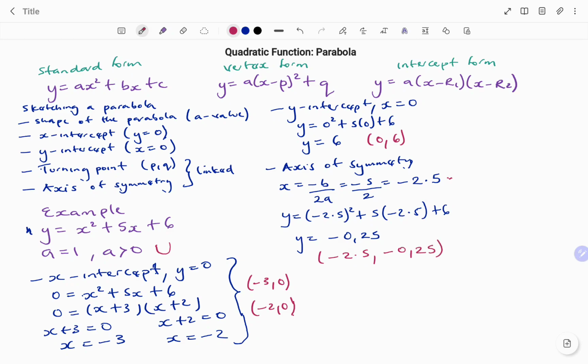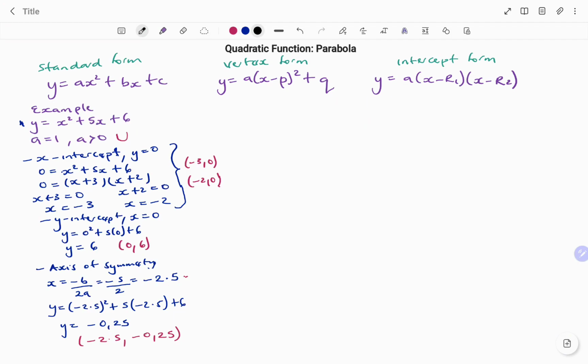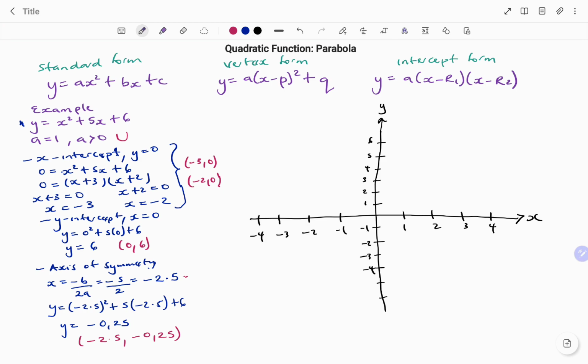With all these points, I'm going to draw my parabola. Using all the points I've gotten, I'm going to do a rough sketch. I have my y-axis and my x-axis. The highest number I have for my y is 6, so I'm going to divide this into 6: 1, 2, 3, 4, 5, 6. So I'm going to do the same for my x-axis.